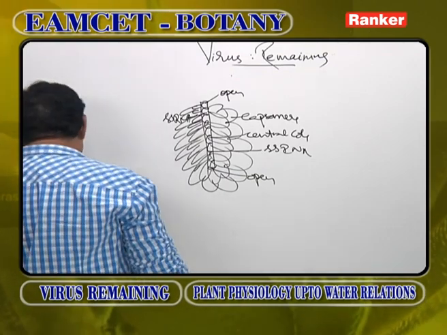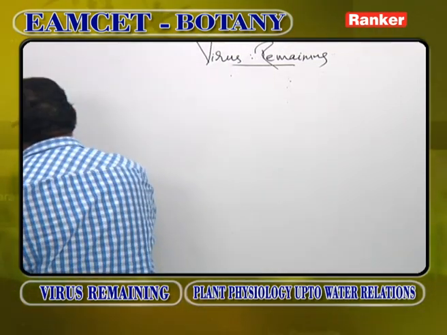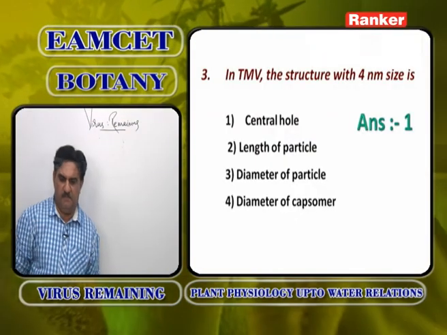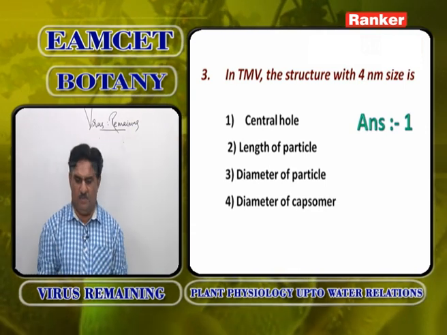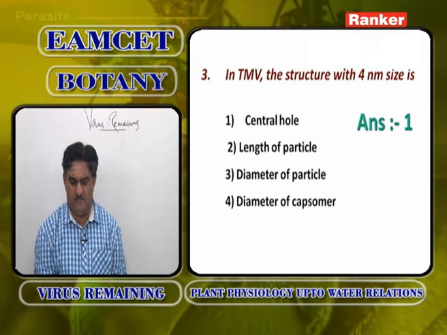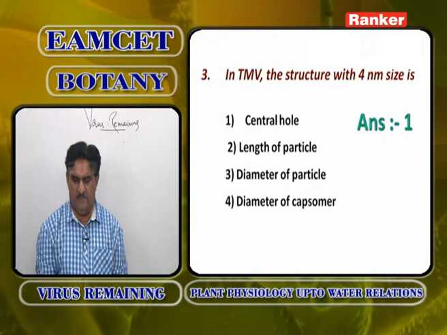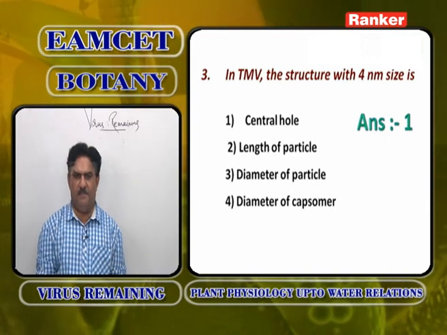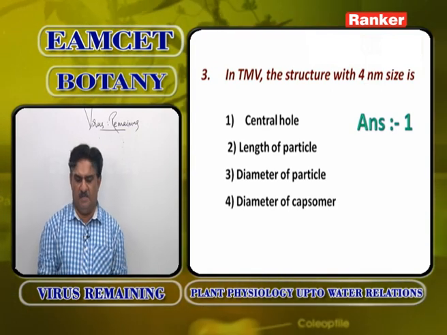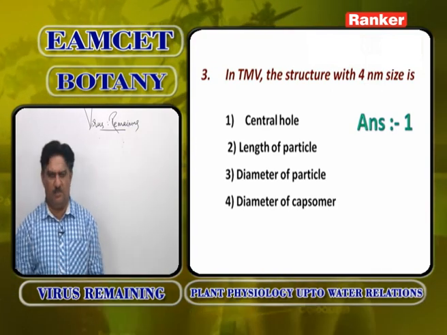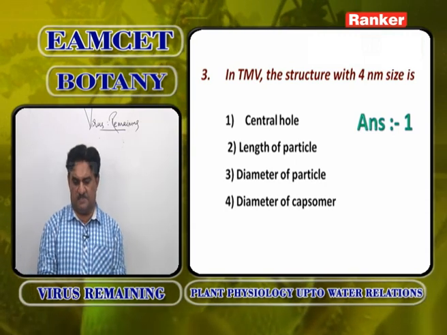So, here the question is: in TMV, the structure showing 4 nanometer size is central hole, length of particle, diameter of particle, or diameter of capsomere. Length is around 300 nanometers, diameter is around 18 to 19 nanometers, and diameter of capsomere is not there. So, the central core or central hole is around 4 nanometers size, first option.